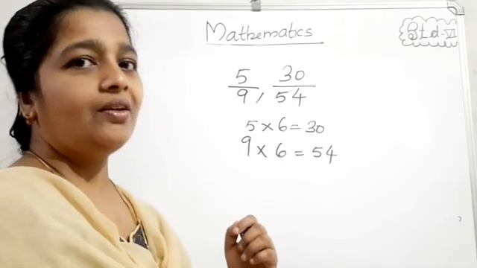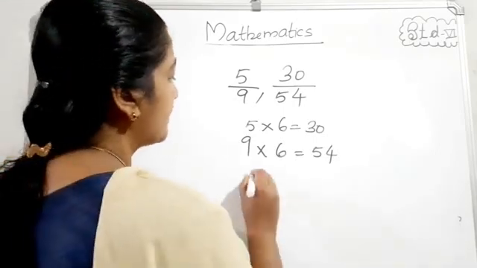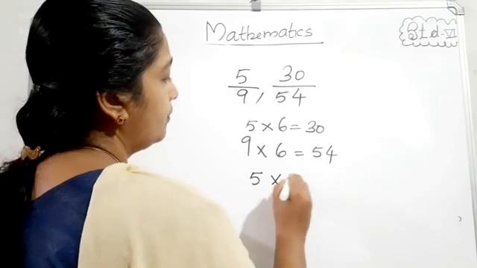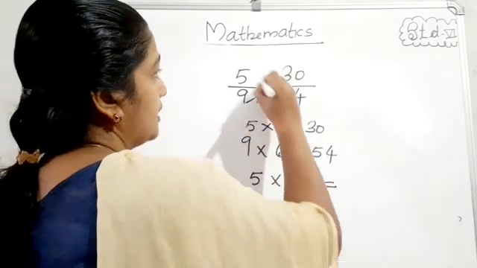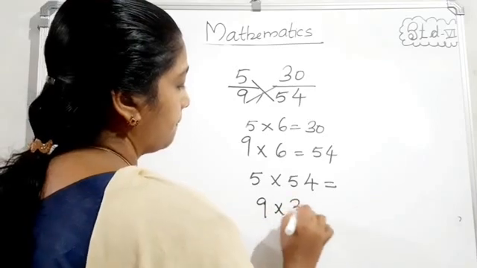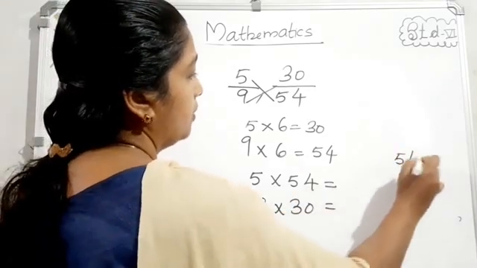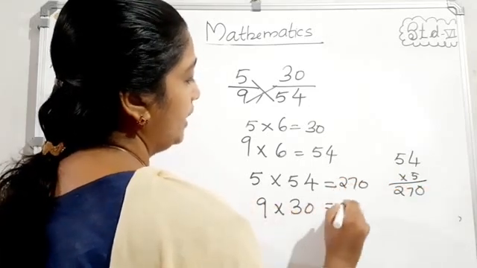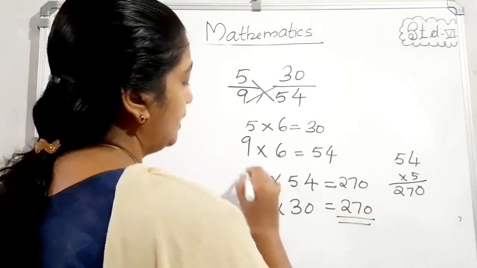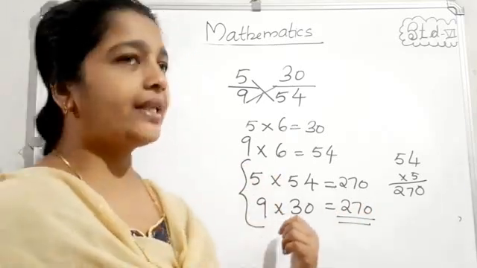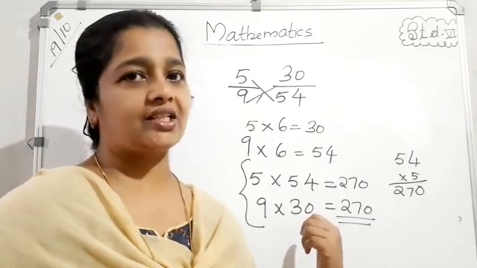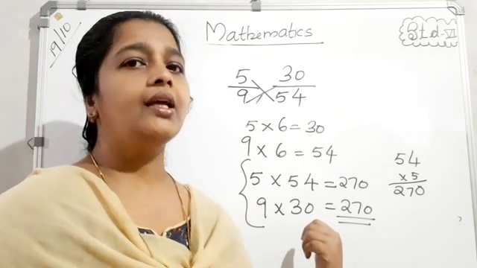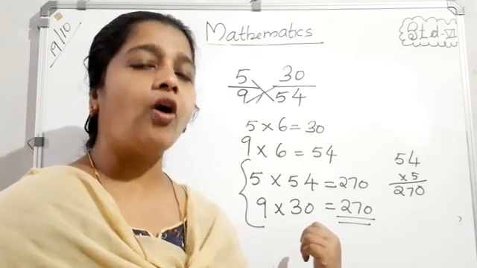Understand? Otherwise, there is one more method we can use, that is, we find the product of these numbers. 5 into 54 equals 270, and 9 into 30 equals 270. So, if the two products are equal, then we can say that these fractions are equivalent. If the products are not equal, we can say that the fractions are not equivalent.